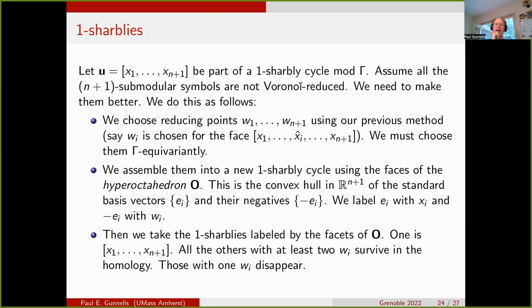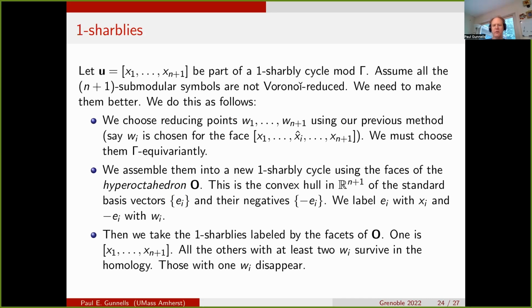Now we can look at the sub-modular symbols, the zero-Sharpleys we get by deleting one of those points. There are n+1 of them. And we can ask whether or not those are Voronoi reduced. In practice, that means we compute their determinants and see if they're plus or minus 1 or 0. If they're some bigger determinant, we know we have some work to do. We want to make them better. But we want to try to reduce this thing only knowing that we can reduce its sub-modular symbols. We know how to make them better, and we want to somehow make it better.